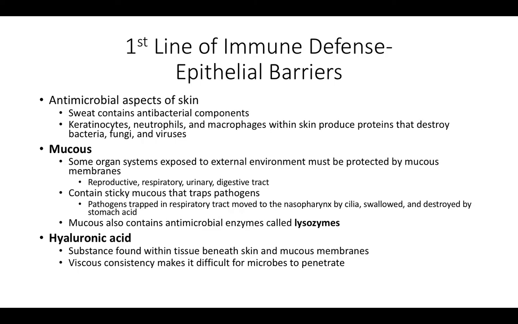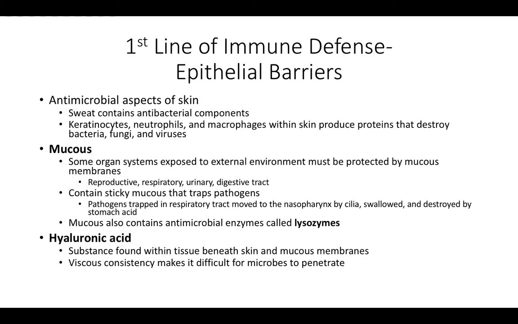So we're going to talk about our first line of immune defense, and that's the epithelial barriers. So some of the important aspects of epithelial barriers that help us in terms of our immunity are the antimicrobial aspects of skin in general. So we have sweat that contains antibacterial components like lysozymes. We've talked about lysozymes a lot. There's also cells like keratinocytes, neutrophils, which are white blood cells, and macrophages that live within our skin. And those guys actually produce proteins. And those proteins are important because they destroy different bacteria, fungi, viruses, and other pathogens like that.